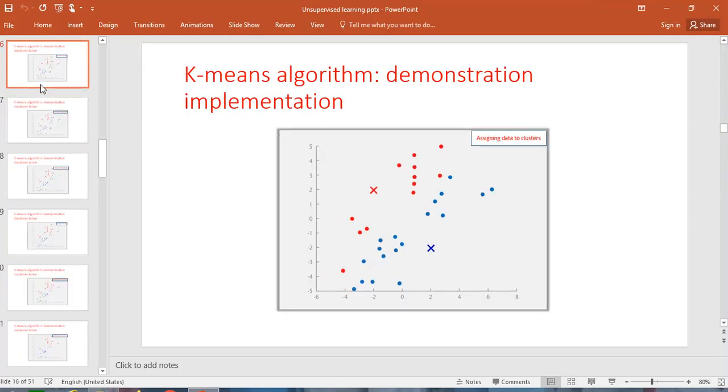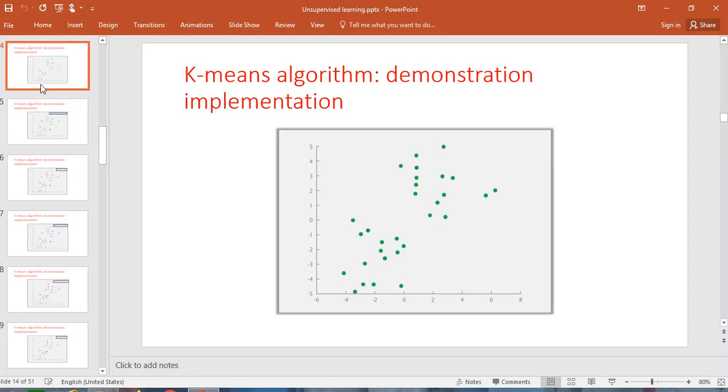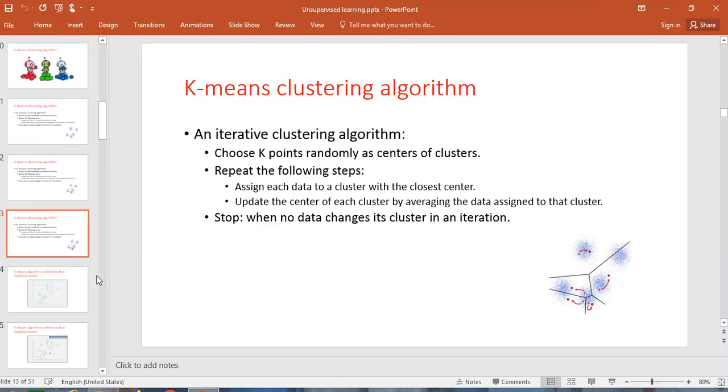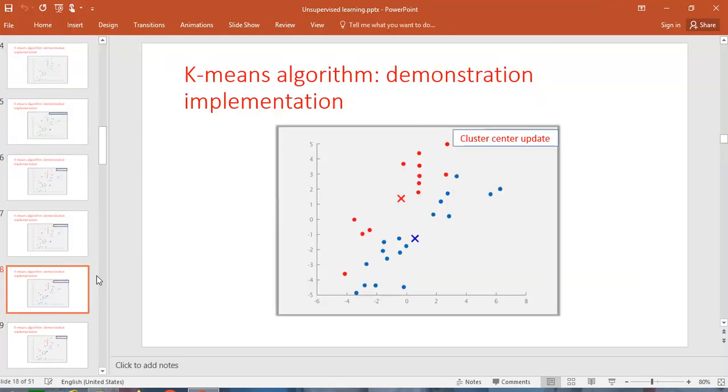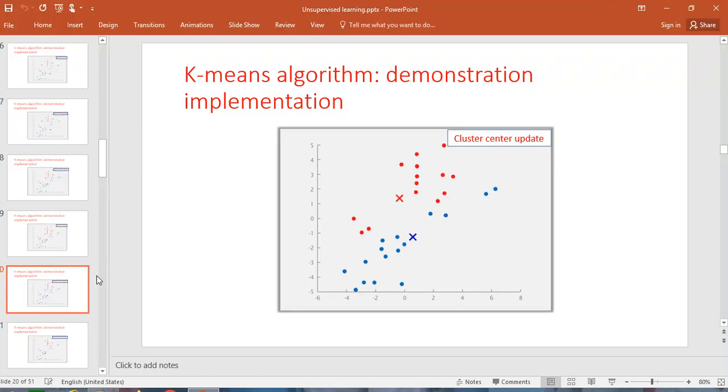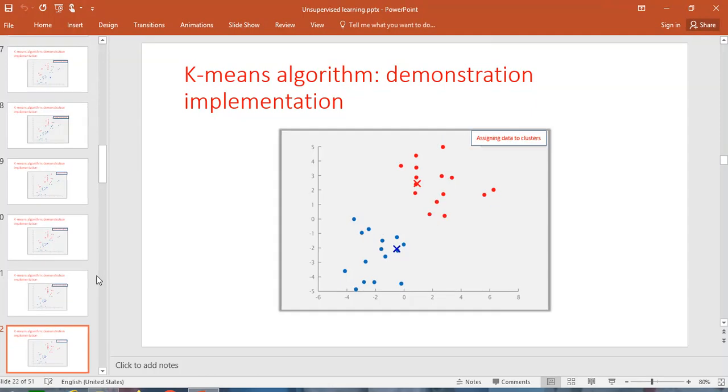If we have 3 clusters, we will have this. Okay. This is the second step in the K-means algorithm, and then we average all the data in each cluster. A new point is obtained. We consider this point as the new center of this cluster. In this way, we update the centers of each cluster.